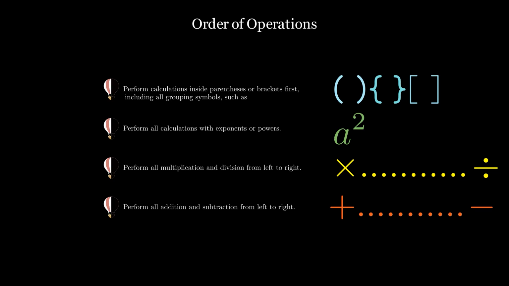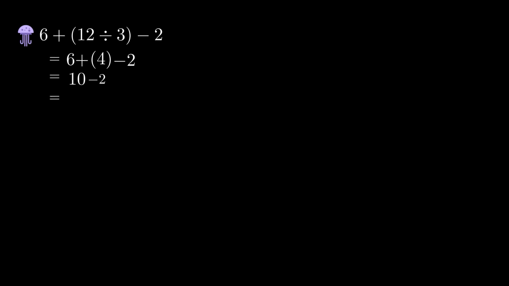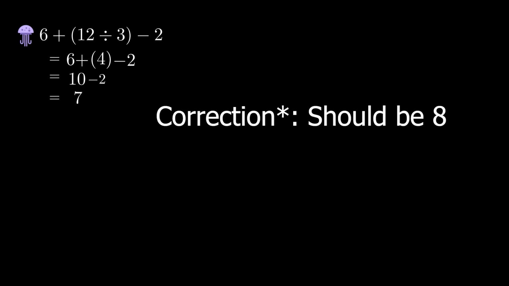Now that we know the rules, let's go through some examples to see these rules in action. So we have this expression here. We have parentheses, division, addition, and subtraction to solve. We will begin by solving the expression inside the parentheses first, as the order of operations tells us. In this case, we solve 12 divided by 3 first, which gives us 4. We then add 6 to 4 and subtract 2 from the result. Notice that we are performing the operations from left to right. Addition comes first in this case and then subtraction. So we add 6 to 4, which gives us 10, and then subtract 2 from 10, which gives us 8.